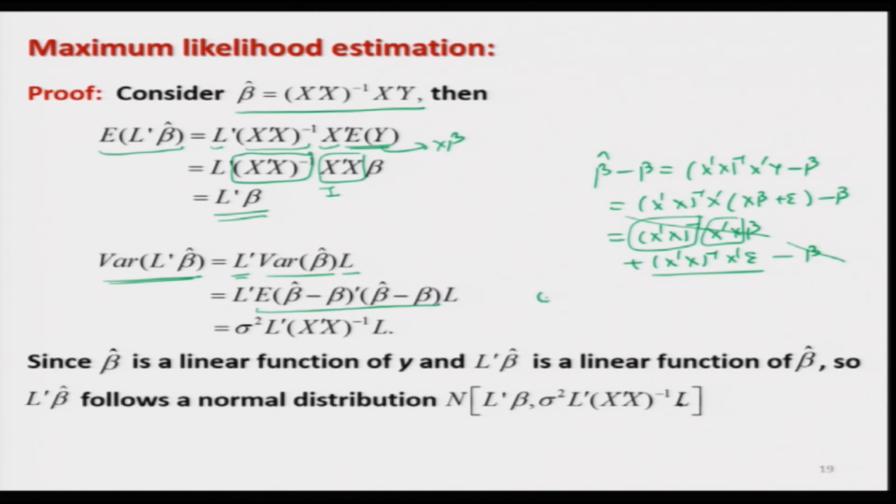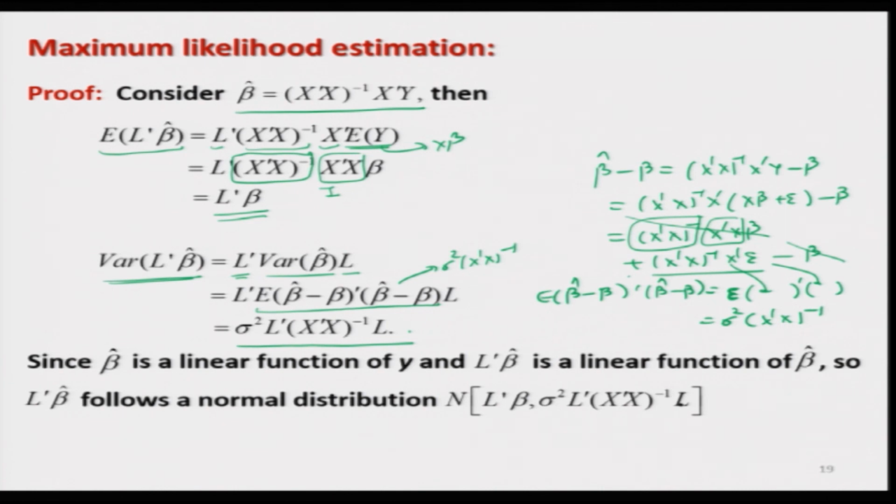So, if you take the expected value of (β̂ − β)ᵀ(β̂ − β), this is going to be simply the expected value of this quantity in terms of ε, and then you have to write down this value here, and then you just solve it. You will get σ²(XᵀX)⁻¹. Right. So, if you substitute this value here, you will get σ² Lᵀ(XᵀX)⁻¹L.